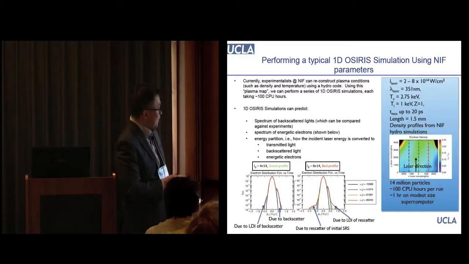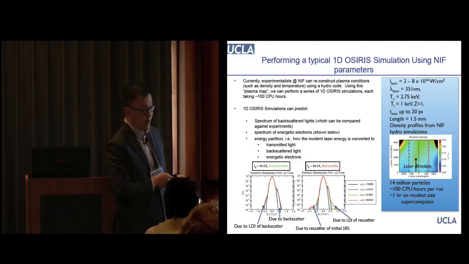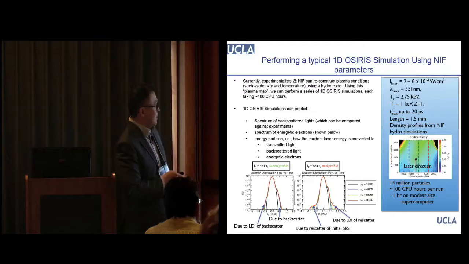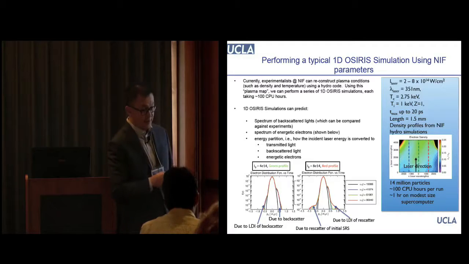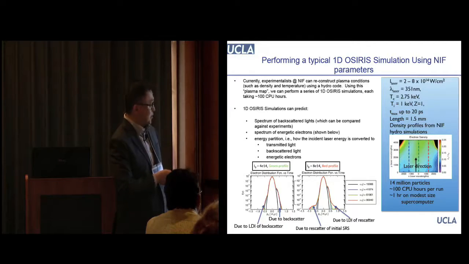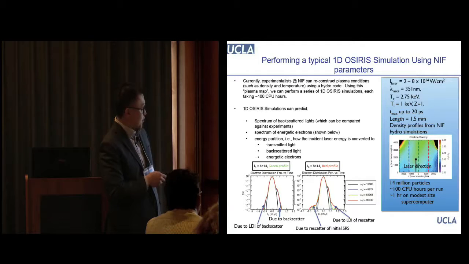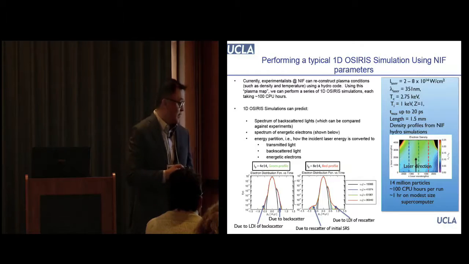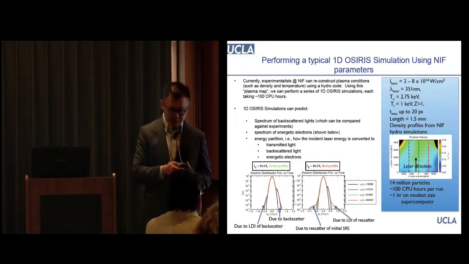And from these 1D OSIRIS simulations, you can get information such as the spectrum of the backscatter light, which can be used to compare against experiments. You can see the spectrum of the hot electrons, and also you can get energy partitioned, which is just a fancy way of saying how the incident laser energy is partitioned into light that reached the target, the transmitted light, or light that's backscattered due to LPI, and also the light that's converted into energetic electrons. Each of these 1D simulations is fairly modest, only takes about 100 CPU hours and can be done on a small cluster.